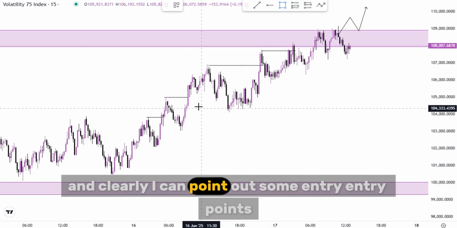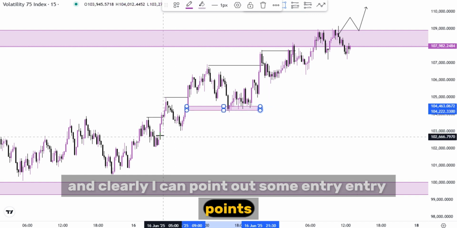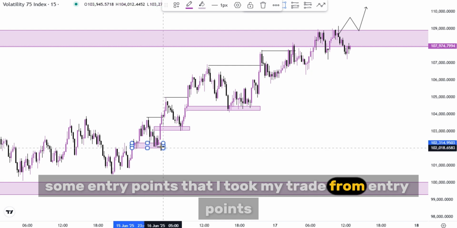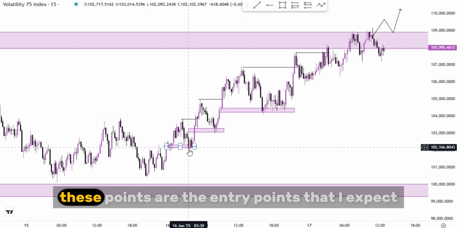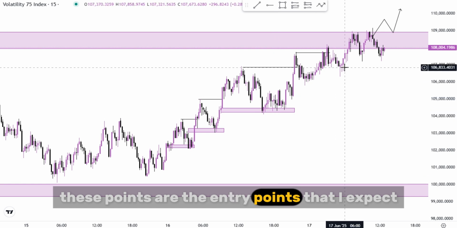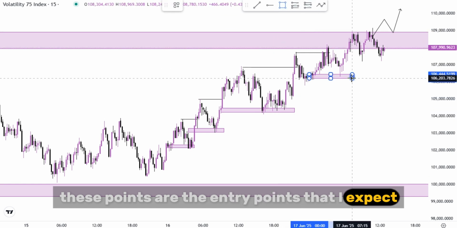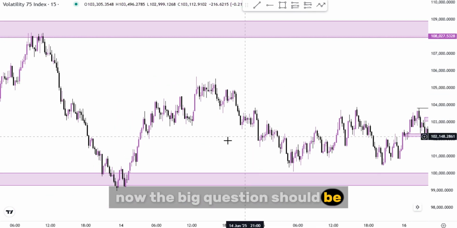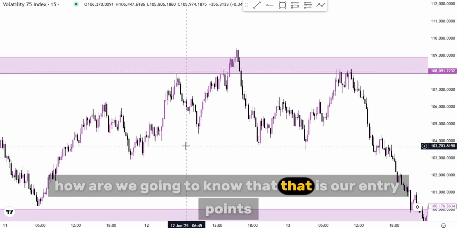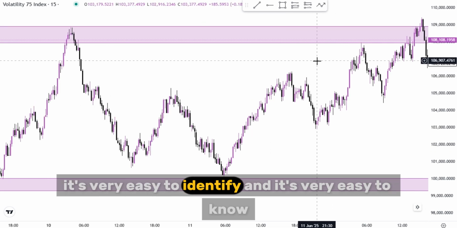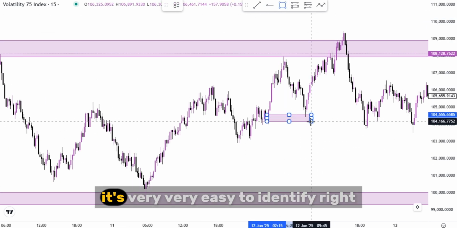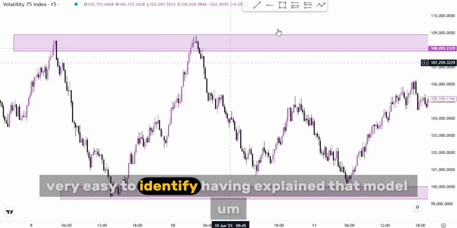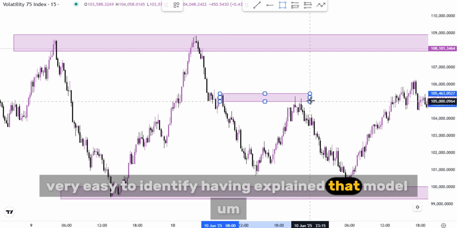And clearly I can point out some entry points that I took my trade from. These points are the entry points that I expect every one of us to take our entries from. Now, the big question should be, how are we going to know that is our entry point? It's very easy to identify and it's very easy to know.